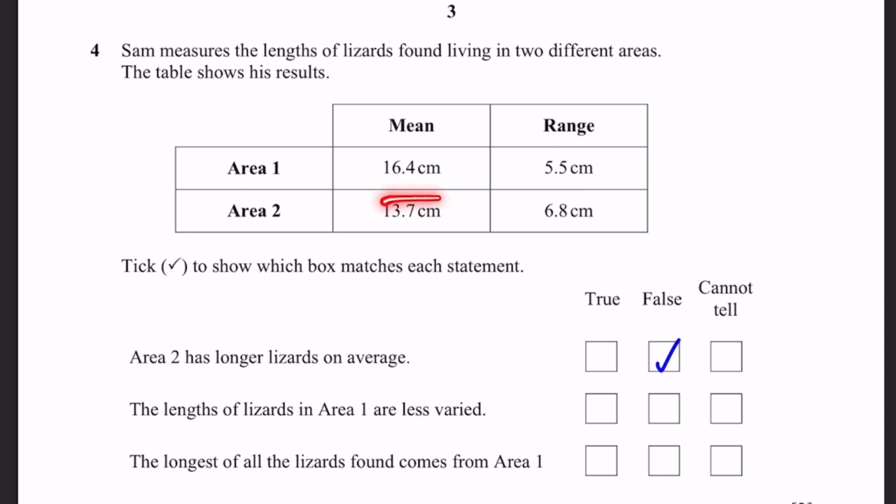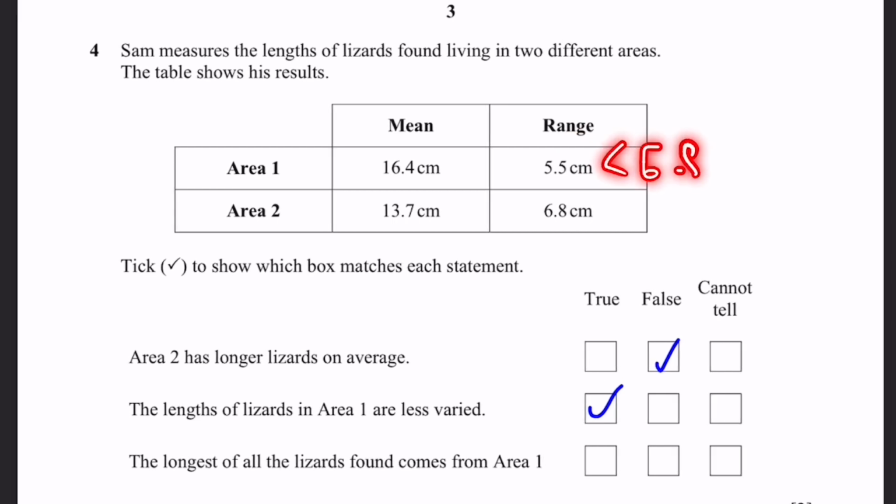16.4 centimeters is the length on average of all the lizards in area 1, and in area 2 the lizard's length on average is 13.7. So area 1 actually has longer lizards. The length of lizards in area 1 are less varied. True. Why? The range is lesser, 5.5 is less than 6.8 centimeters. And if there's a higher range, they're more varied. Lower range, less varied. Longest of all lizards found comes from area 1.